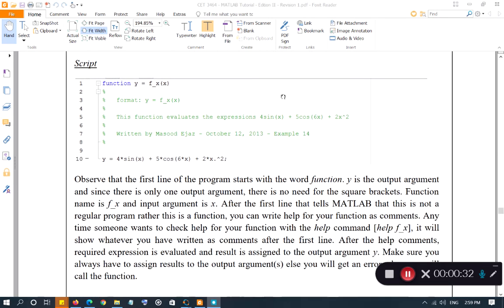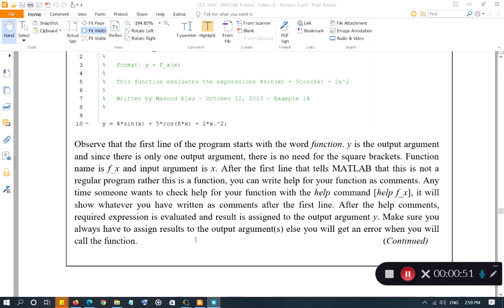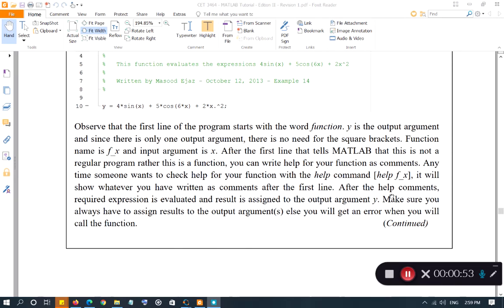We did two outputs. Here you have only one output, so you don't have to put them in the squared brackets. And there's only one input variable x. In the exercise that I showed you, you had two input variables. So this is pretty much similar to what we did. Actually, it is simpler. So read all this.